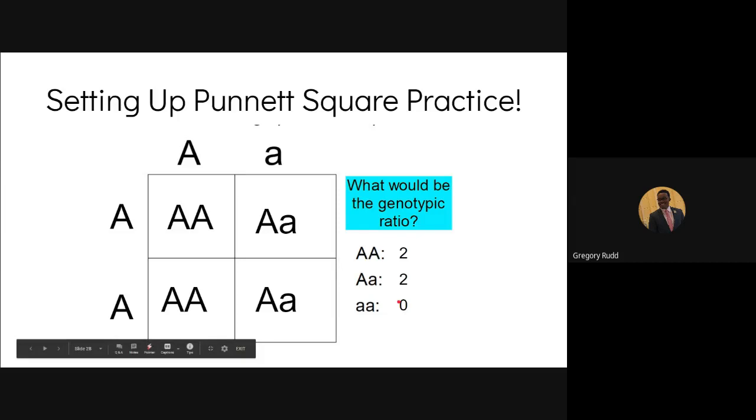Now, Alicia is right that phenotypically, all of the offspring are going to have the dominant trait. It'll be a 100% ratio for the dominant trait.